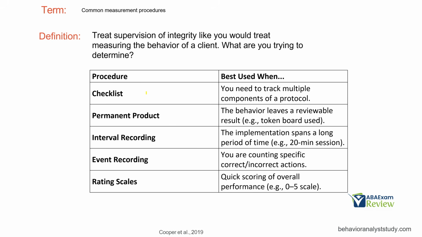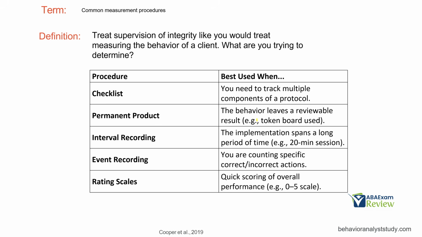Well, why might we use a checklist? Let's say we have to track multiple components of a protocol. Think about a pretty standard performance review, right? If I have a checklist of things that need to be done, I can do that very rapidly. Now, it's not going to be very thorough because I'm just checking boxes, but it's going to give me the ability to look at a bunch of different aspects of my intervention and check boxes to make sure each one is there. What about a permanent product?